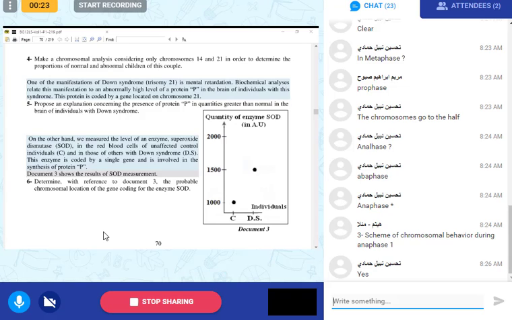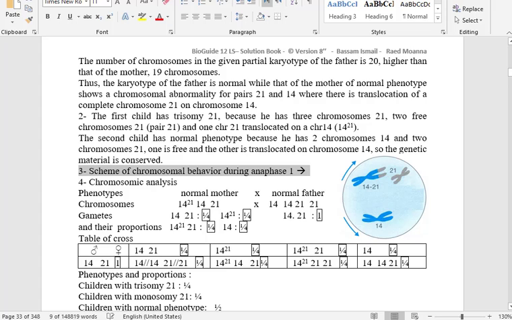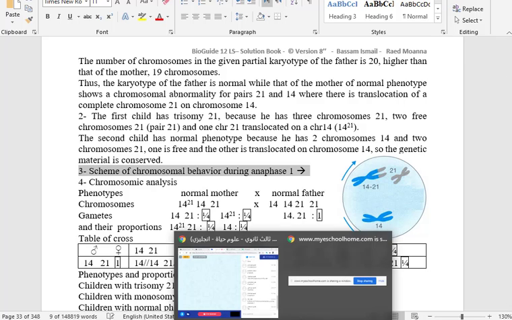Okay? So first, if I want to write the phenotype, I put the father normal and the mother normal. As a genotype for the father, what do I write? The father is completely normal. I write 14, 14, 21, 21. Right? For the mother, 14, 14. Above it there is 21 and the 21 alone. Let me show you how we can write it.